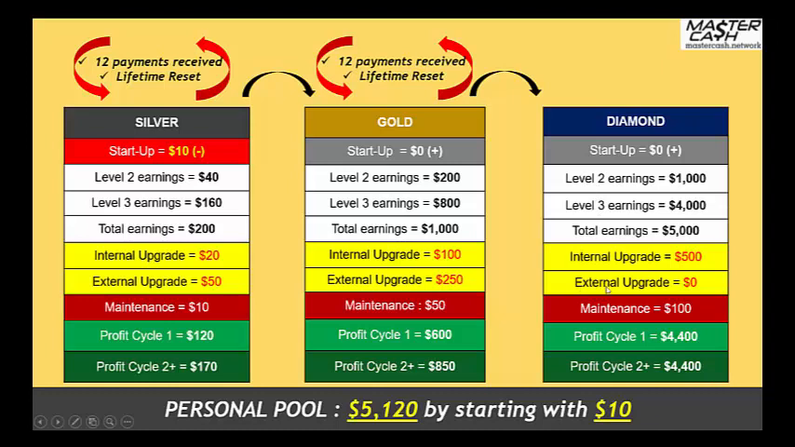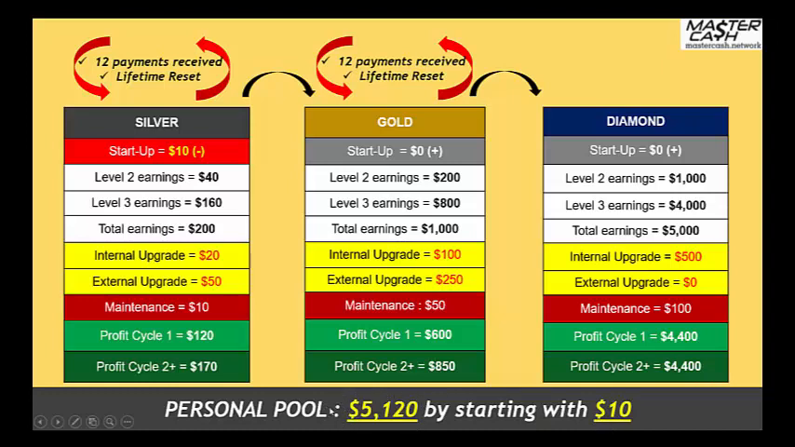And there is no external upgrade because from this mattress, there's no other mattress to continue. So you don't do any external upgrade. Then you do a maintenance fee of $100, which then leaves your total earning at $4,400 in the first cycle, and the same thing will continue in the second cycle and subsequent cycles. Remember, in the personal pool, your total potential earning is $5,120 just by starting with $10. This is the potential. This is the huge potential.